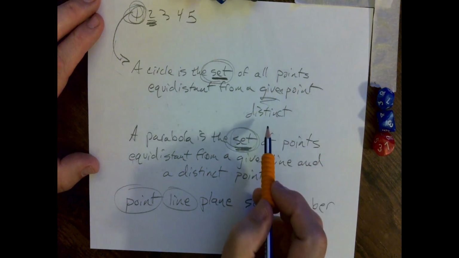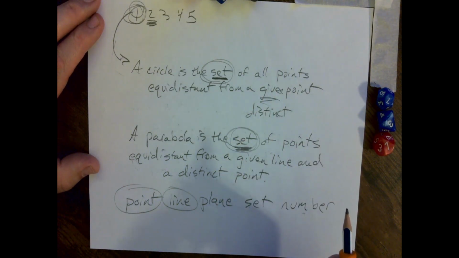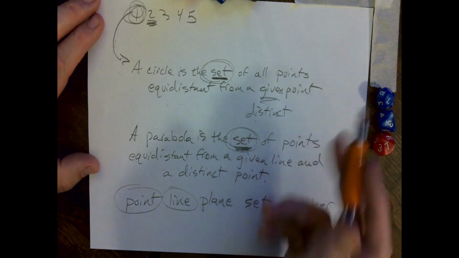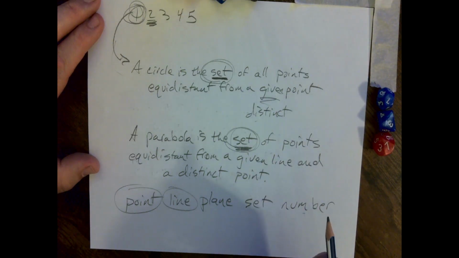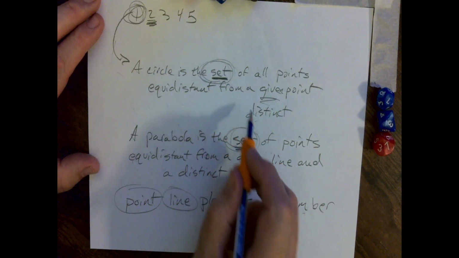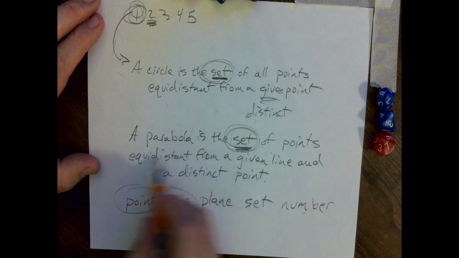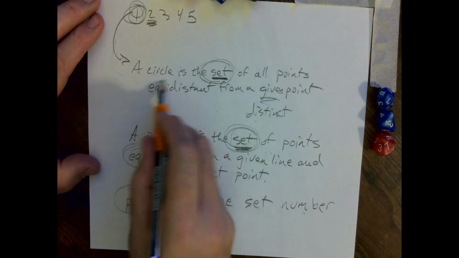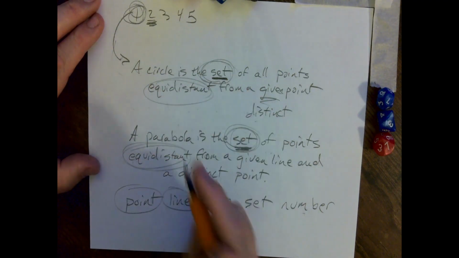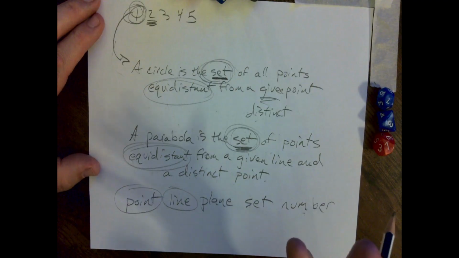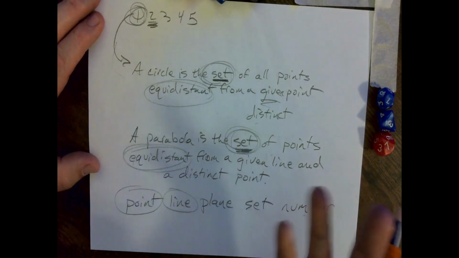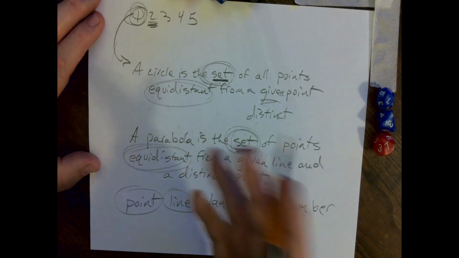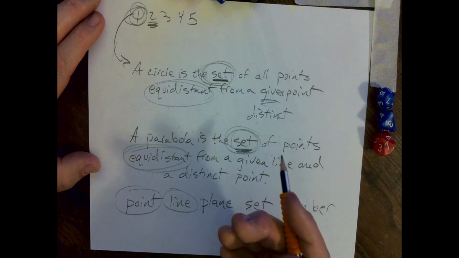You don't have to say all. You can just say points. You can say distinct instead of given point. The important thing is set. Set. Equidistant, you don't even need to use this word. You could say a set of all points that are the same distance.